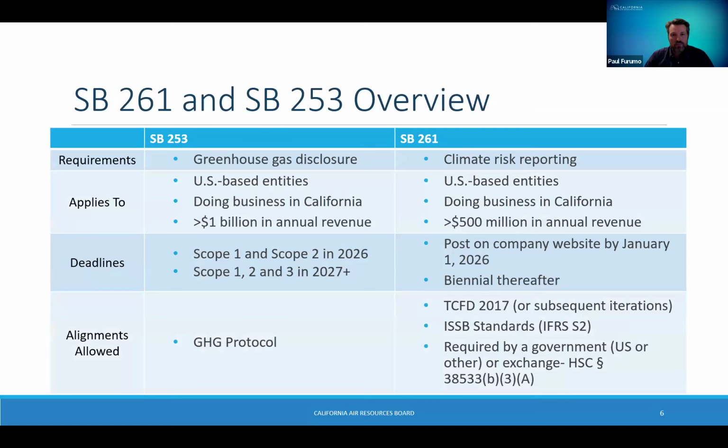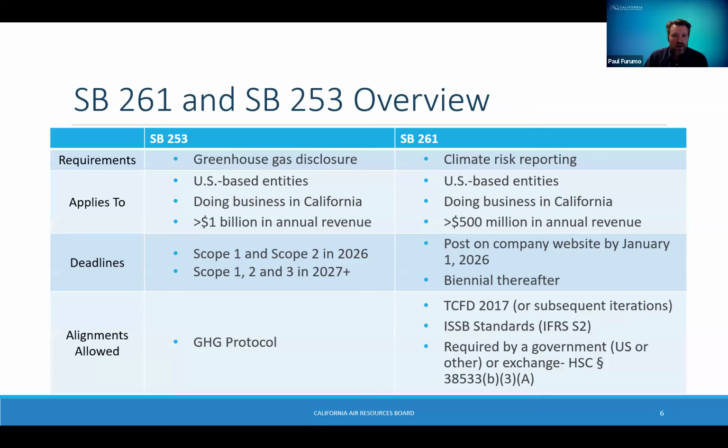Starting with SB 253, this bill applies to large public and private companies doing business in California with annual revenues over $1 billion. These are the entities that will be required to disclose their emissions across all three scopes. That means not just Scope 1 and Scope 2 emissions, which cover direct emissions and purchased energy, but also Scope 3 emissions, which include all indirect emissions upstream and downstream in a company's supply chain.